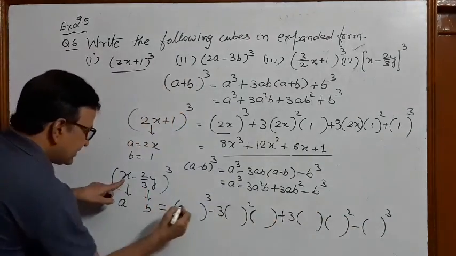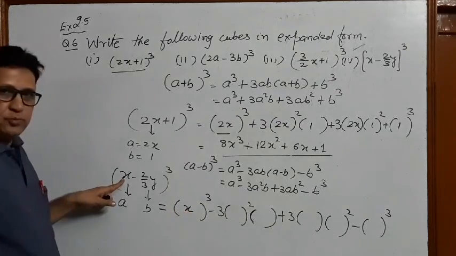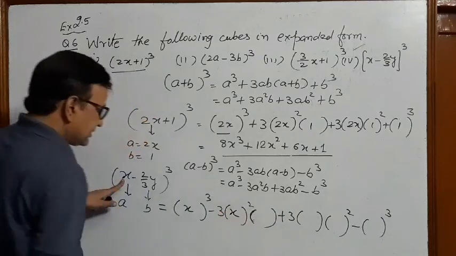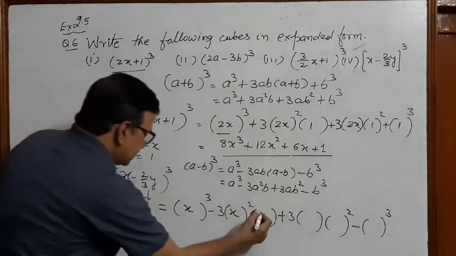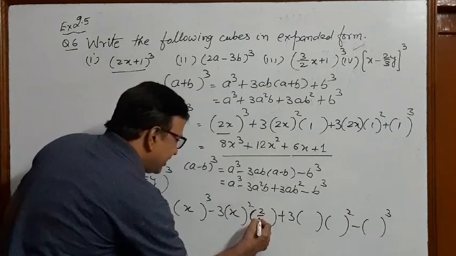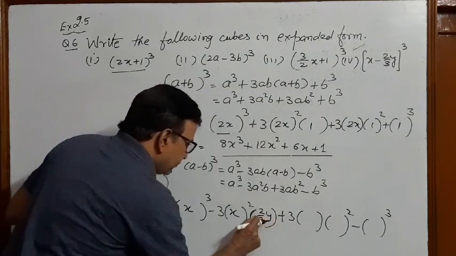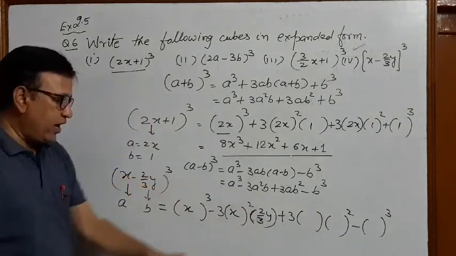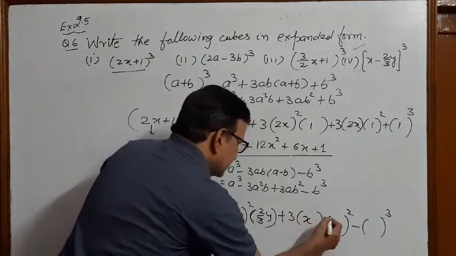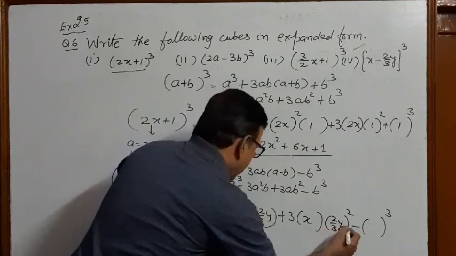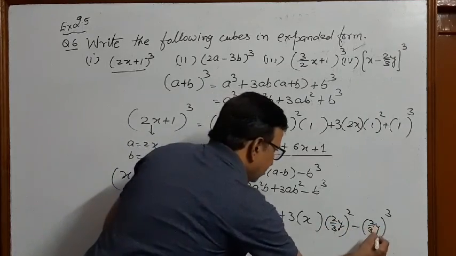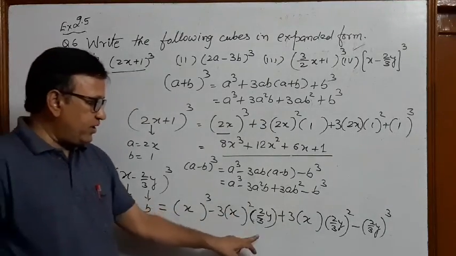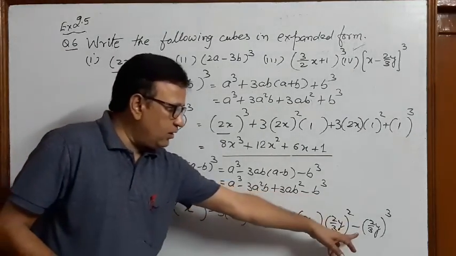So you know x cube, a cube minus 3a square b, again x, then what is your b? Minus 2 upon 3y. So we will write here 2 upon 3y as b. Again a, x, 2 upon 3y and 2 upon 3y. Just fill up the bracket: a cube minus 3a square b plus 3ab square and minus b cube.